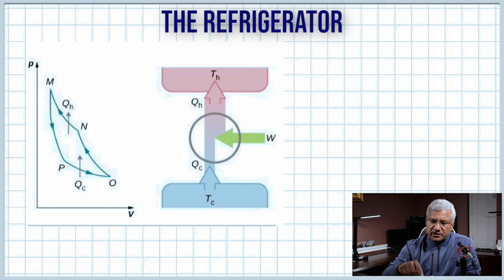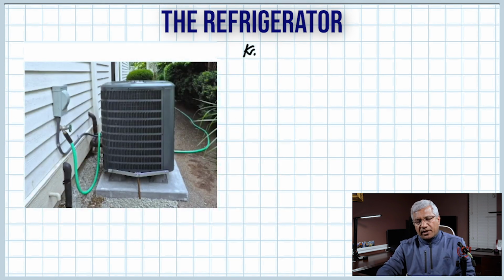So here is the cycle. If you look at the Carnot cycle, even that's reversed. Now you see that it starts from M, and instead of going this way, it's going from M to P, then P to O, O to N, and N to M. So you see that it's exactly the reverse cycle of a Carnot's engine. All right, so that is what you see.